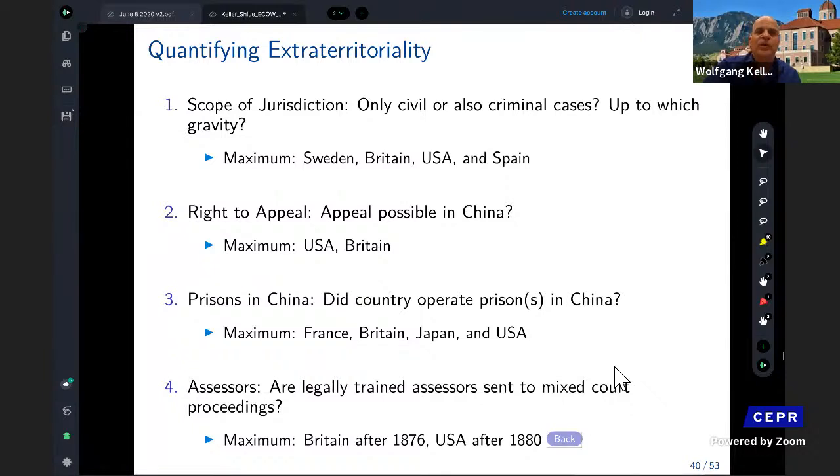And so there are different sets of countries, for example, in terms of scope of jurisdiction. Did they try in China only civil cases or also criminal cases? And if criminal, would they do a murder case or only some theft or robbery? And so several countries, including Sweden, would do every kind of legal proceedings in China, whereas other countries would not. And that's the kind of variation that we're using here.